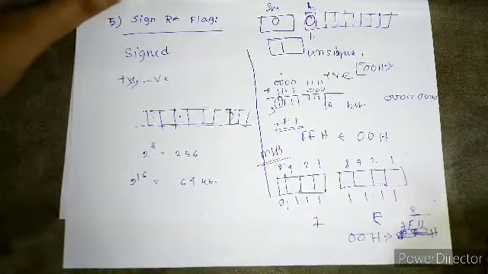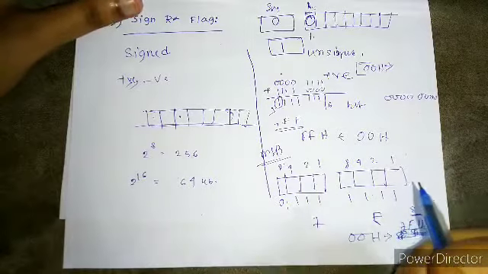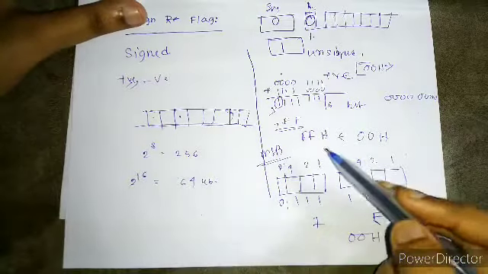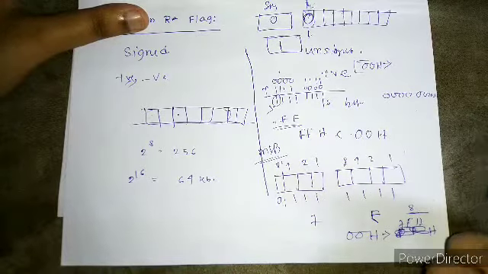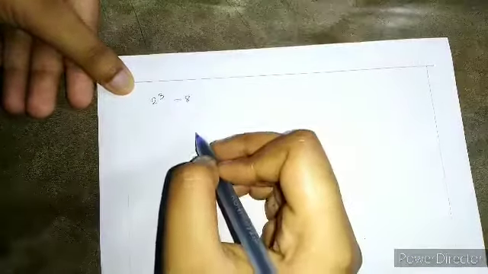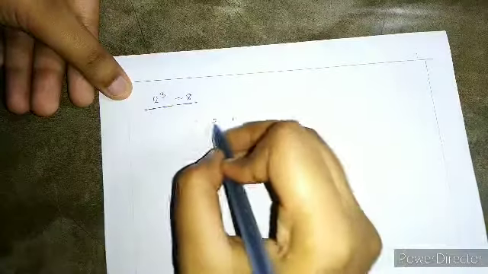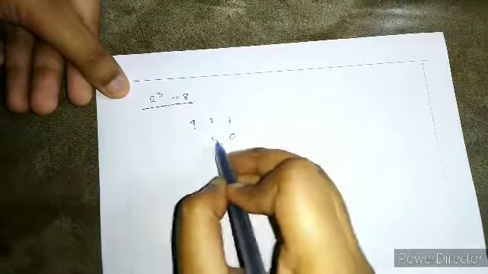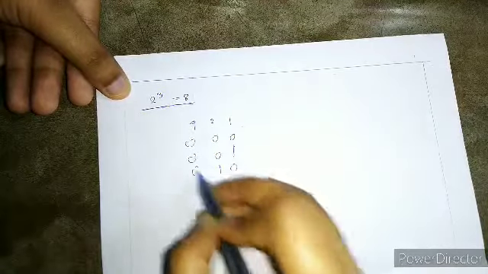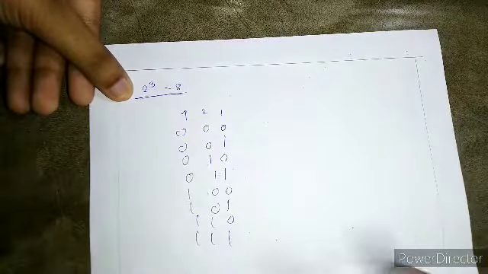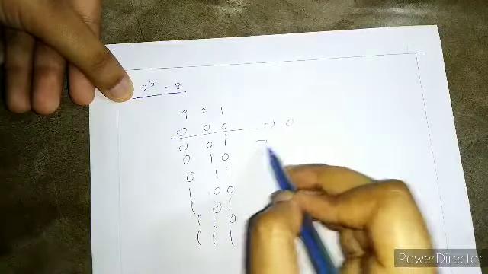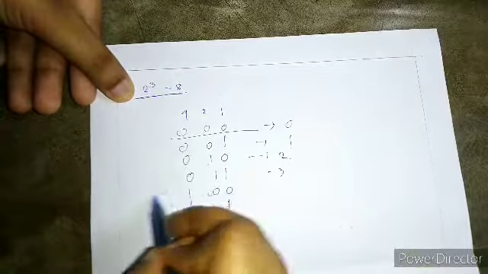Now, negative numbers. We know that when it comes to negative numbers, we work with the 2's complement of a positive number. Let me give you a simple example. If there are 3 bits, which means 8 combinations, what are the 8 combinations? 0, 1, 2, 3, 4, 5, 6 and 7.